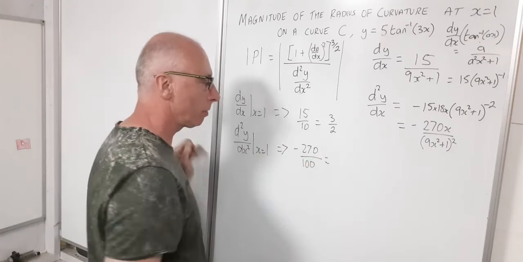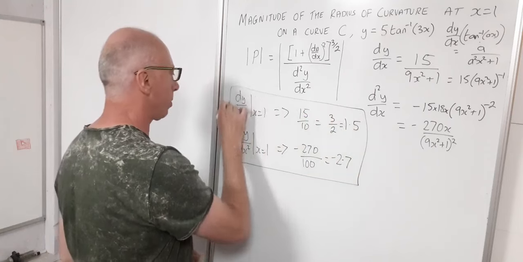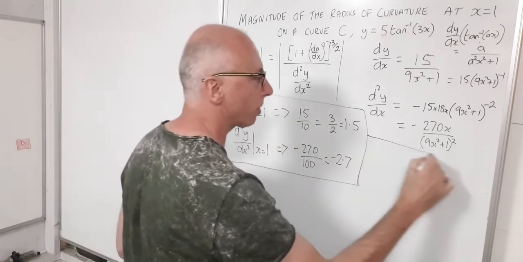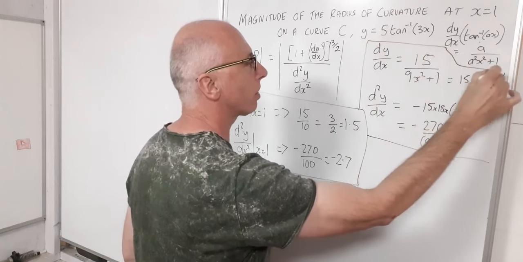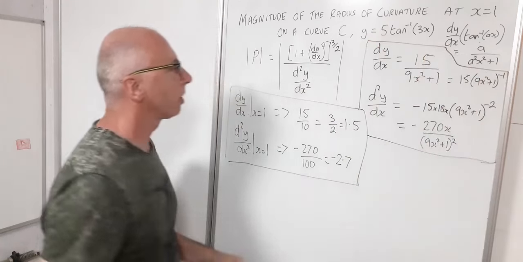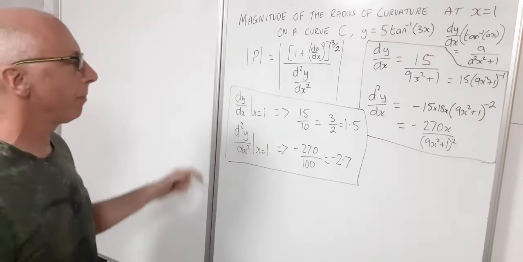Okay, so now we've got all our building blocks together. We can plug those into our formula for the value of rho. So that's our first lot of calculations. This is our derivative calculations. So let's keep these all separate. Now let's go on to this one.